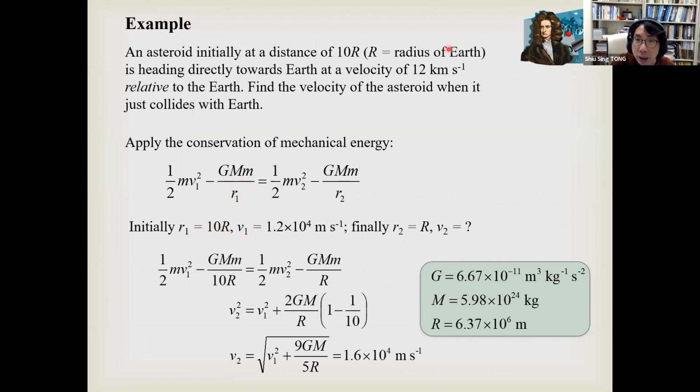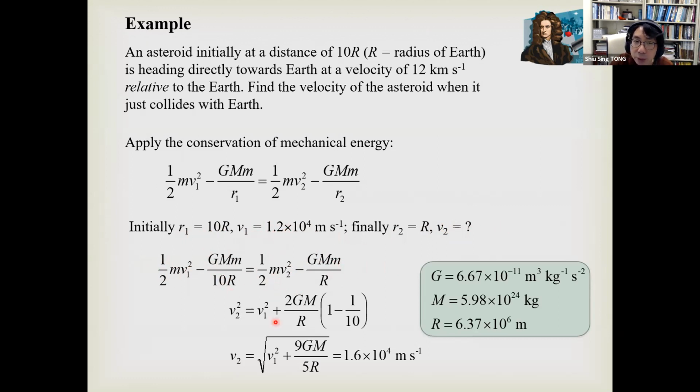The initial velocity, I convert this into SI unit, 1.2 times 10 to the power 4 meters per second. Finally, when the asteroid collides with the surface of the Earth, the distance from the Earth center is R, the radius of the Earth. The final velocity is what we want to find. So we substitute all this into the equation. Okay, we will plug in this number at the end.